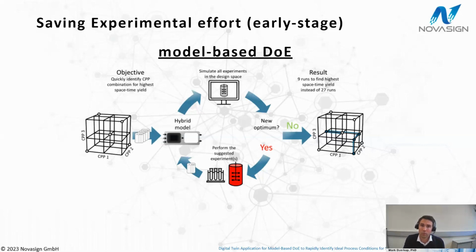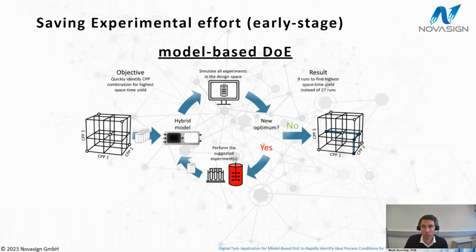And what you basically do is follow this workflow I showed you previously. You start with a certain objective. Okay, you want to describe space-time yield, you want to describe glycosylation, whatsoever. You have a clear aim of what your model should deliver. You start with some initial experiments, you create a hybrid model based on that, and the hybrid model is put into the digital twin.